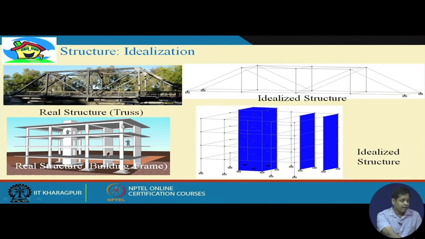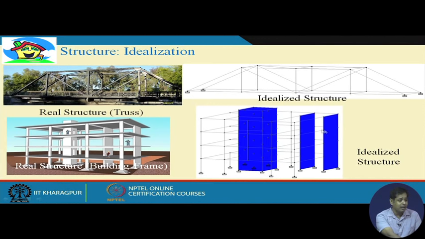Now, again, take another example. This is a building frame, which has columns, slabs, and shear walls. We will discuss details about columns, slabs, and shear walls later, and this is the idealization of this structure. You see, the columns are modeled as vertical lines, the beams are modeled as horizontal lines here, and the shear walls are modeled as plates.